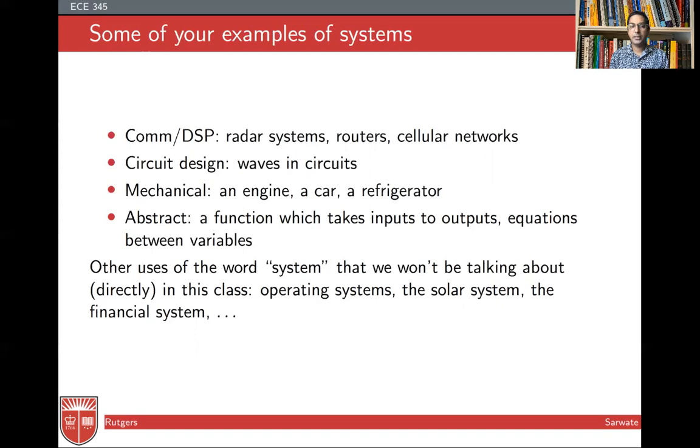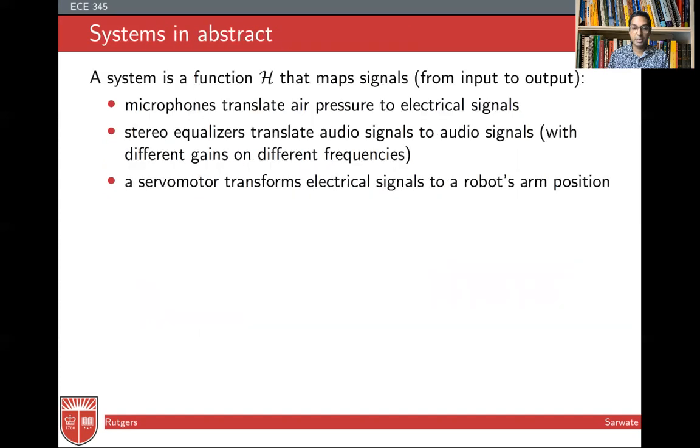And abstractly, again, a system is a function which takes inputs to outputs and translates a signal into another signal. There are a lot of other uses of the word system that we're not going to be talking about in this class, like operating systems and the solar system and the financial system and others. So a system, again, is a function that maps signals to signals.